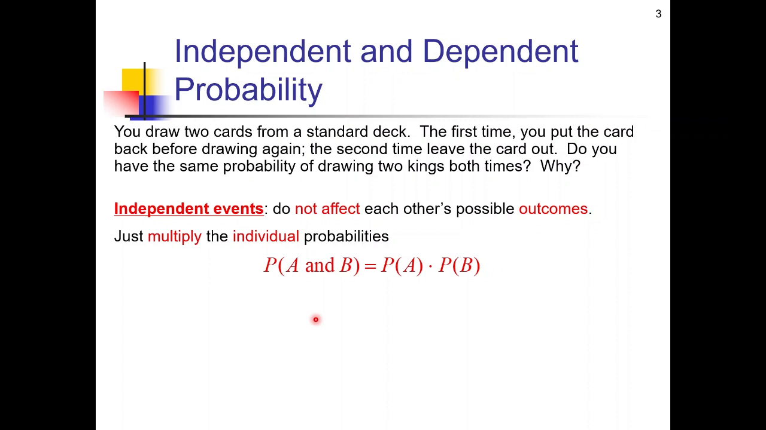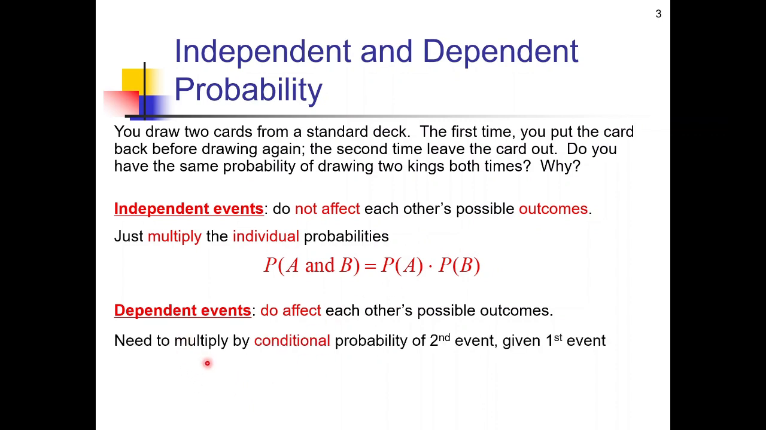But now, what happens if your events do affect each other? What if we have dependent events that do affect each other's possible outcomes, like drawing a card and leaving it out and then drawing again from a modified deck? Well, in this case, we can't just multiply by the individual probabilities because this second probability will have changed. So in this situation, we need to multiply by the conditional probability of the second event, given that that first event has already happened. So the formula is similar, but a little bit different.